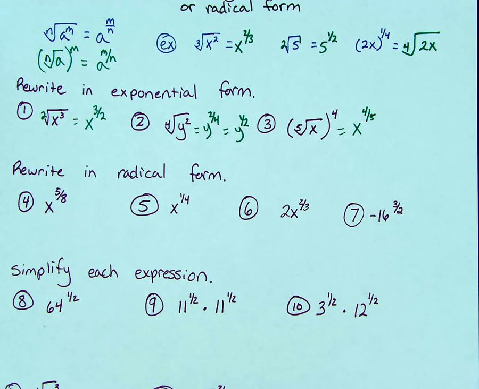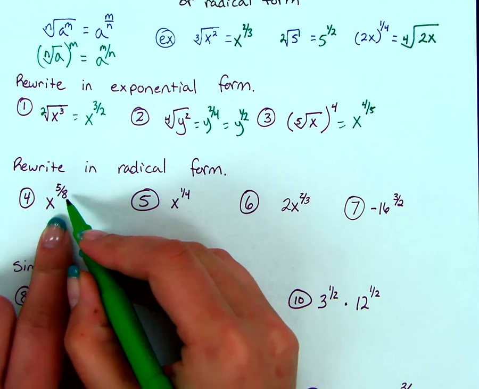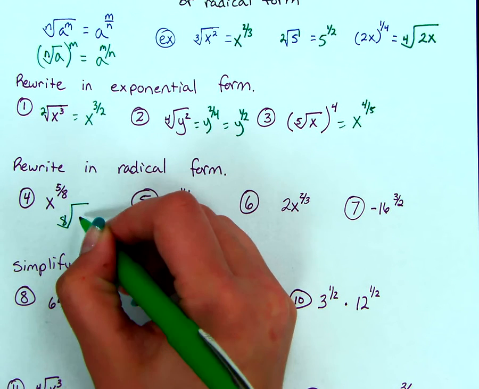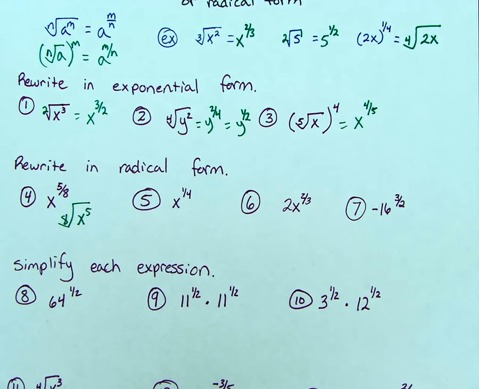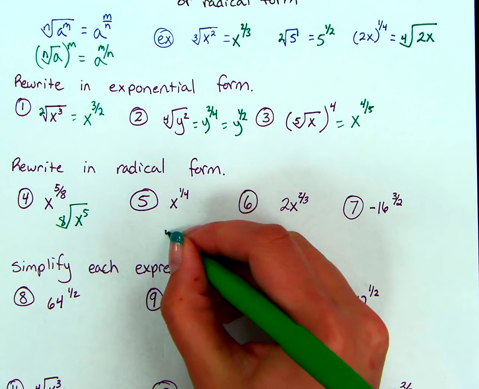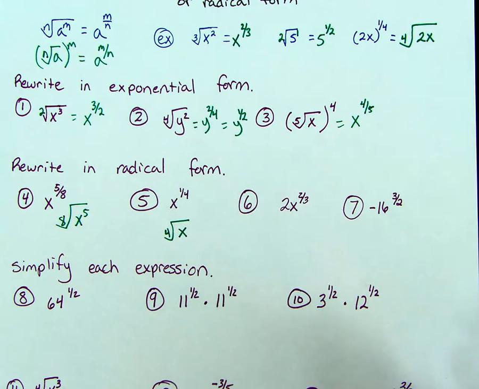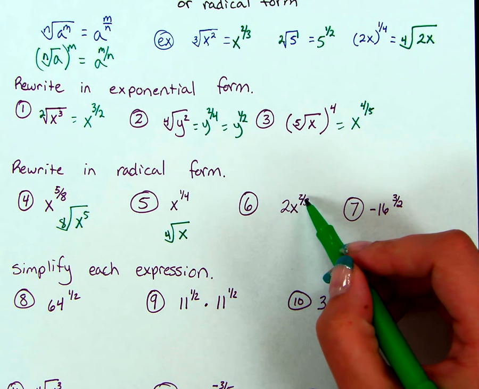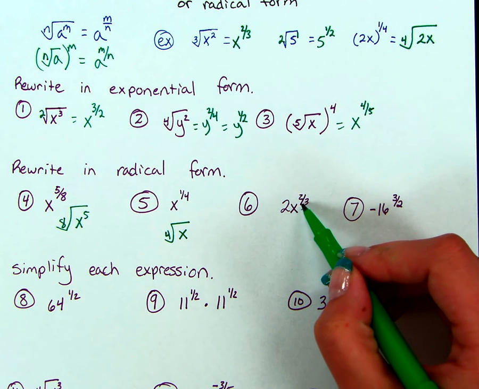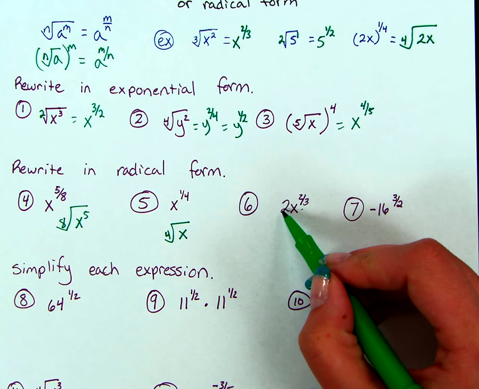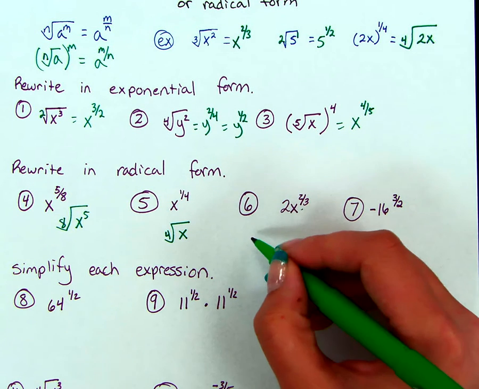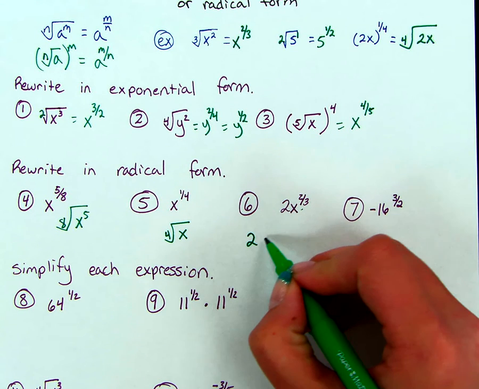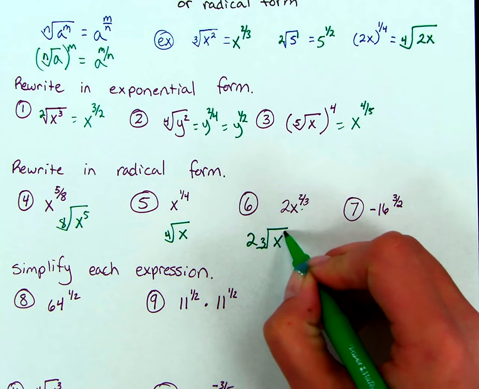And if we practice going the other direction, again, the root is the bottom number, so this one we will have the 8th root of x to the 5th. And then this one will be the 4th root of x to the 1st. Now this one we have to be a little bit careful of because we have a fractional exponent, but this fractional exponent only goes to the x. It does not go to the 2 because we don't have parentheses. So we're going to have 2 on the outside of our radical, and then it's going to be the cubed root of x squared.